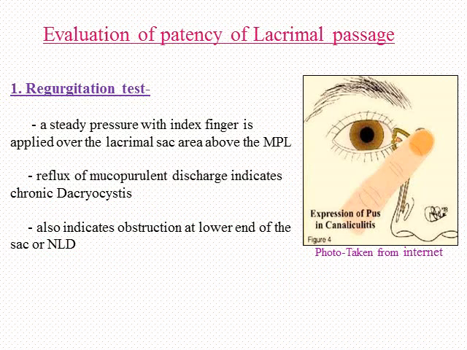Regurgitation test. The regurgitation test is used to see the patency of the lacrimal system. In this test, steady pressure with the index finger is applied over the lacrimal sac area above the medial palpebral ligament. If there is reflux or mucopurulent discharge, that indicates chronic dacryocystitis. It also indicates obstruction at the lower end of the sac or nasolacrimal duct. The photograph shows the procedure of the regurgitation test.